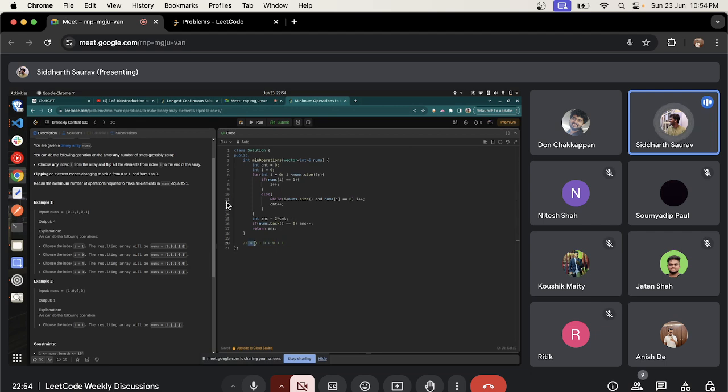So I counted the number of continuous zero sequences, and that would be the answer. But suppose we have a zero at the end, so in this case we only have to flip this once because there is no leading one in front of this. So for this case, if the last element is zero, I just subtract one from the answer, and then I return the answer.